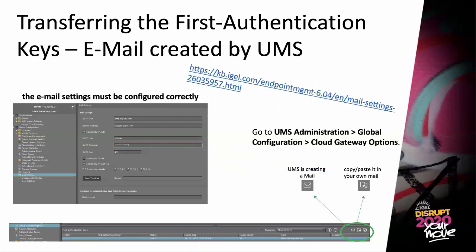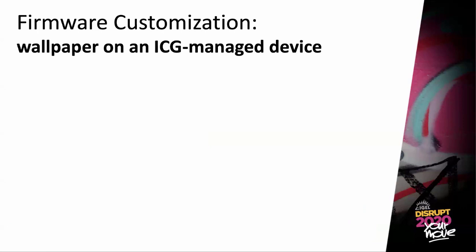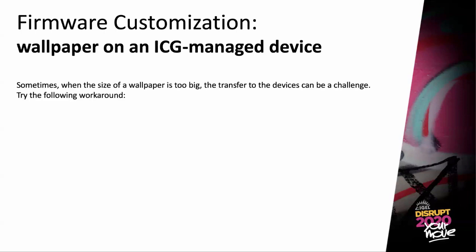Also here, how you configure the mail setting is described in this knowledge base article. Let's have a look at the firmware customization. This is often used, and it's a nice feature to give the endpoints a corporate identity: wallpapers, start menu, boot splash, or whatever. In that one, we have an example for a wallpaper on an ICG managed device.